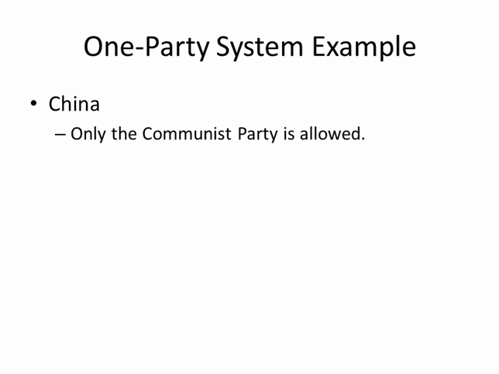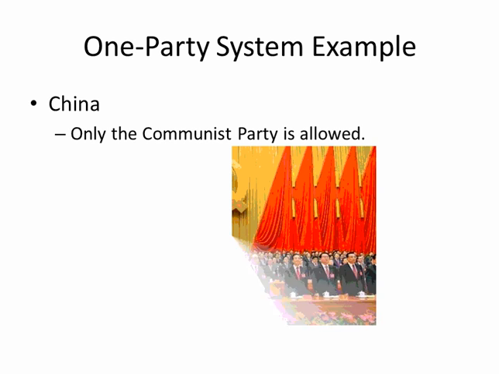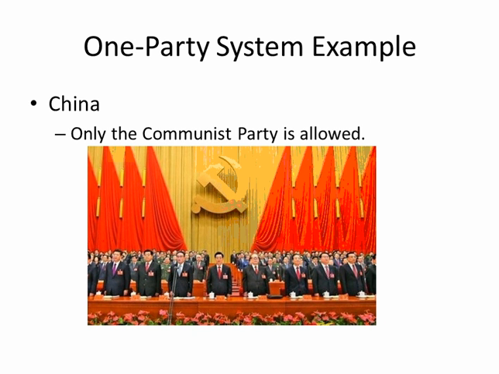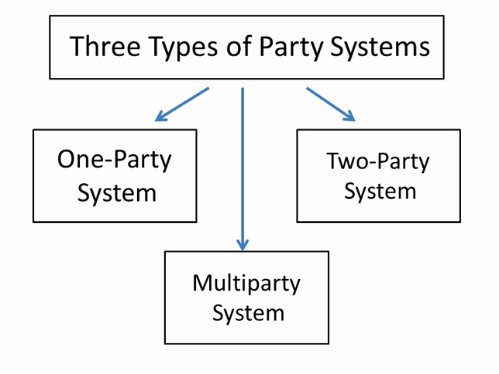An example of a one-party system would be China right now. Only the Communist Party is allowed. No other political parties are allowed to be formed. Classic example of a one-party system.